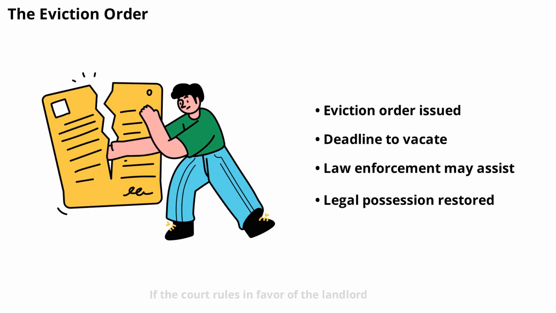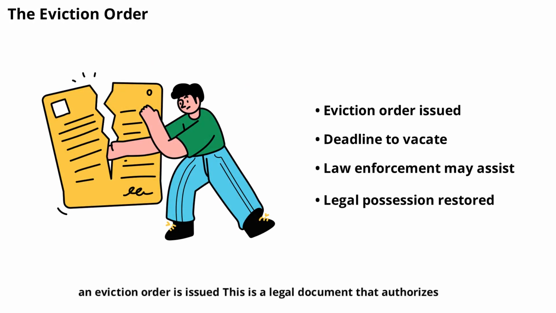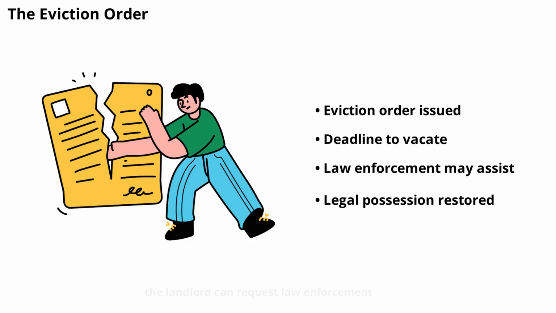If the court rules in favor of the landlord, an eviction order is issued. This is a legal document that authorizes the landlord to regain possession of the property. The order typically specifies a deadline by which the tenant must leave. If the tenant does not move out by the deadline, the landlord can request law enforcement assistance to carry out the eviction. This step ensures that the process remains lawful and orderly.